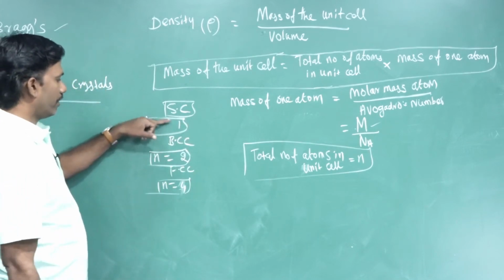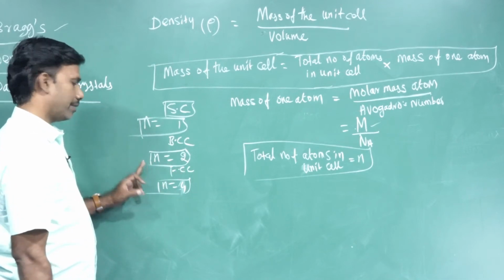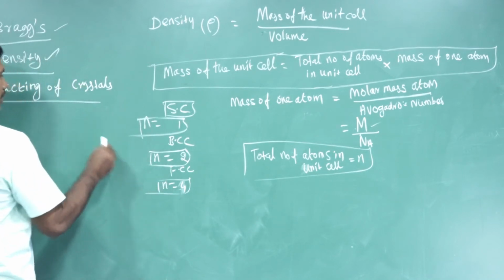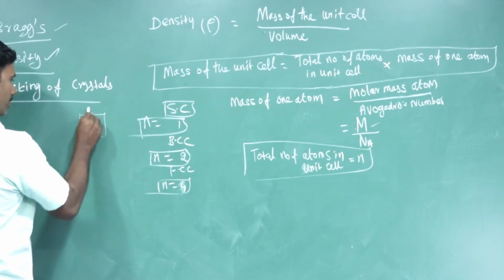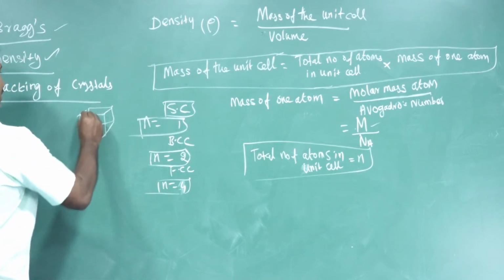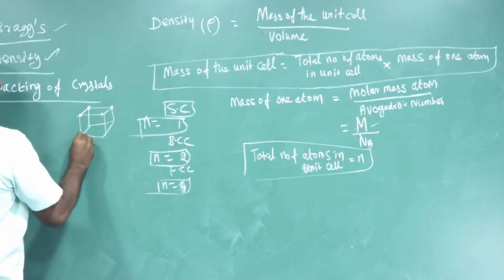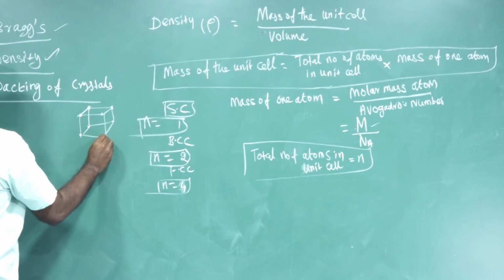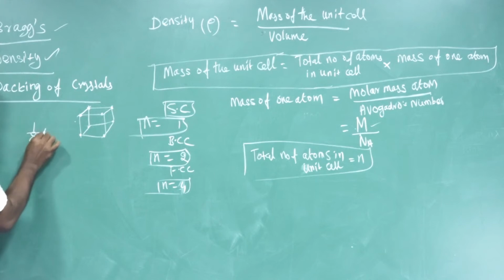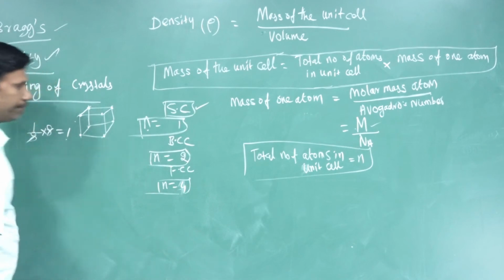Simple cubic, you have only one. Body centered cubic, the number of atoms present is 2. The number of atoms present in the face centered cubic is 4. Let me recall this contribution. In simple cubic, the atoms are present only at the corners. Already discussed in the first classes. What is the contribution of a corner? 1 by 8, and the total corners are 8. So that is 1. That's why N equals 1 for simple cubic.